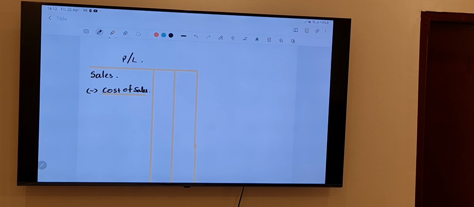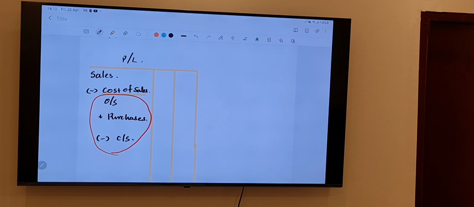Okay, so this is profit and loss. Then I will talk about the balance sheet also. So the cost of sales will include something called opening stock. Then we will add purchases, and then we will subtract closing stock. The discussion related to this is a big discussion that we will talk about in another chapter. For the time being, just understand like this.